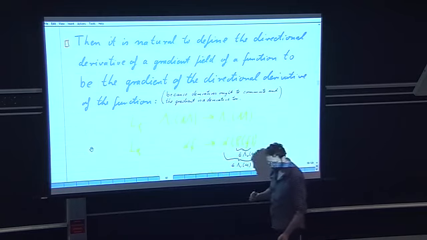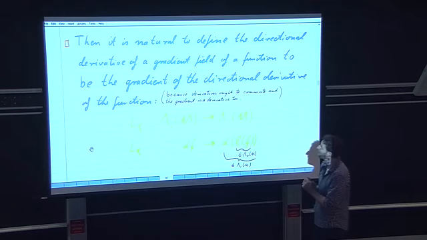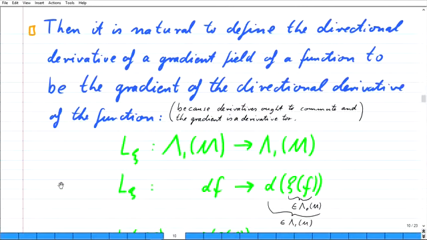So our problem at the moment is, how is the Lie derivative supposed to act on one forms? The key idea to make that choice is that derivatives should generally commute. We have the gradient and we have the directional derivative, and the idea now is to require that they commute.